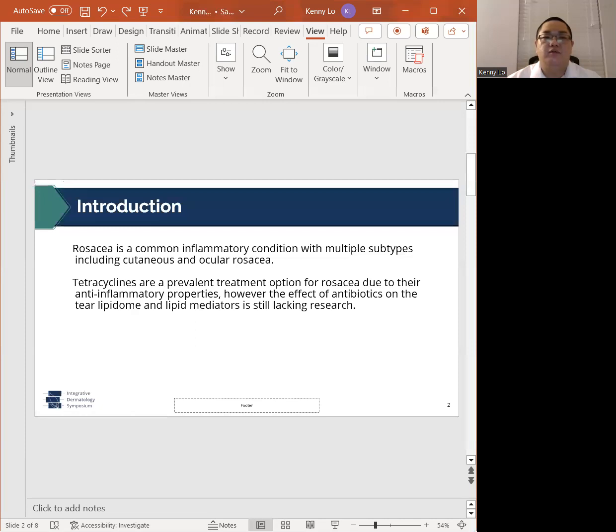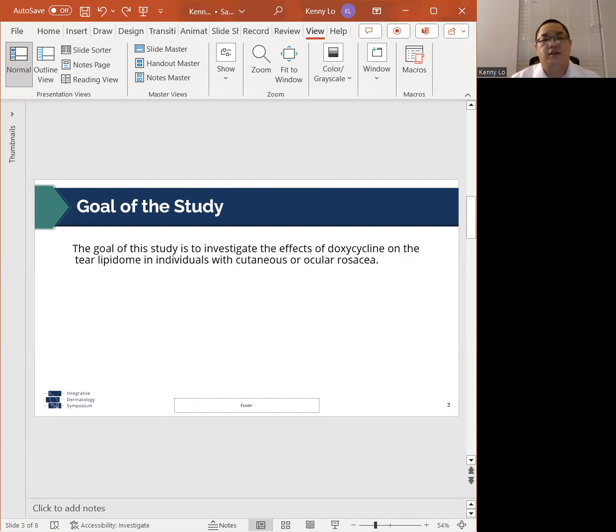As many of you may know, rosacea is a very common inflammatory condition with multiple subtypes, including cutaneous and ocular rosacea. One of the common treatments for rosacea is tetracyclines, including minocycline and doxycycline, due to its anti-inflammatory properties. However, the effects of these treatments are still unknown on the tear lipidome and lipid mediators. The goal of our study is to investigate the effects of doxycycline on the tear lipidome in individuals with cutaneous or ocular rosacea.